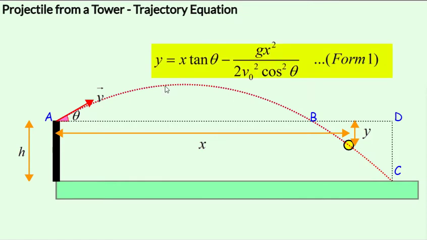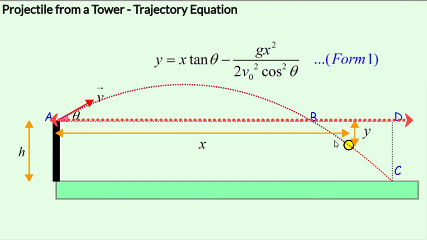This trajectory equation is now valid for a projectile motion from a tower, just like it is valid when the projectile is launched from the ground. It is valid for this section A to B and continues to be valid between B and C. Only remember that the y displacement is from the reference line and not from the ground. Now let's move to the next form of the trajectory equation.